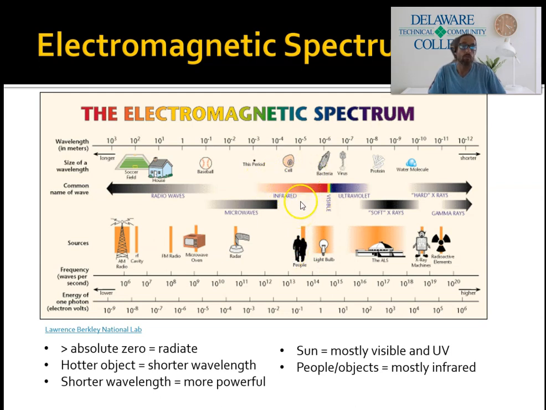Okay? So remember, the hotter something is, the shorter the wavelength. So the sun's really hot, so it's emitting this really short wavelength. And then stuff around you, people and the table and the building around you, that's not as hot as the sun, obviously. And so that's over here on the longer wavelength side of things.